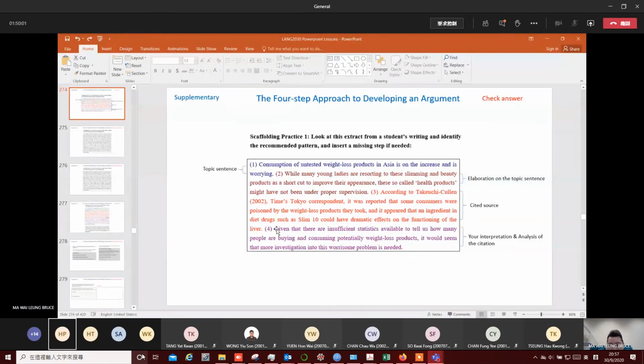See here, given that there are insufficient statistics available to tell us how many people are buying and consuming potentially wage loss products, it would seem that more investigation into this worrisome problem is needed. So this is my interpretation, plus my conclusion and interpretation, they are combined. The purple sentence is my addition. Can you follow what I'm saying?